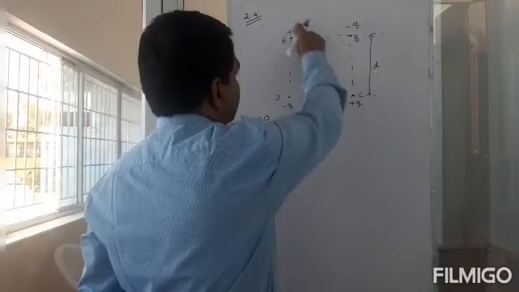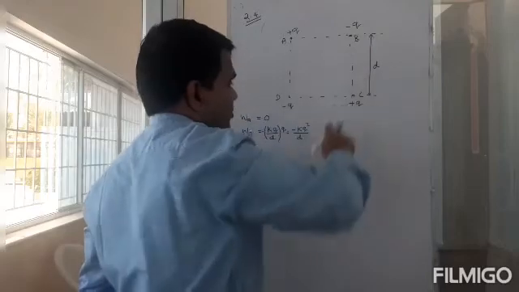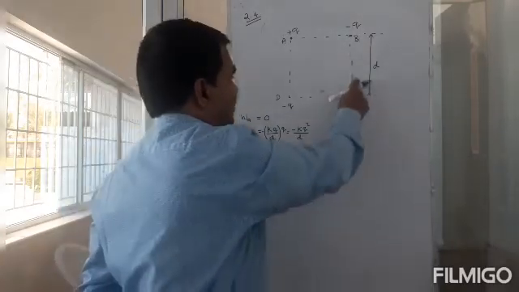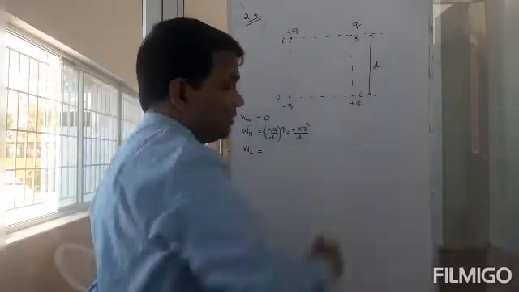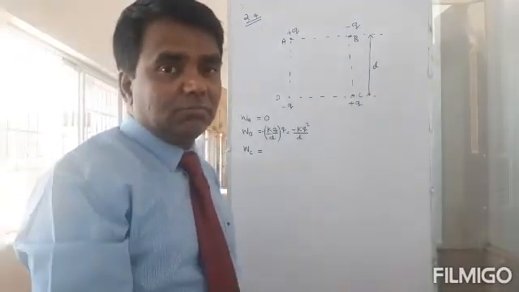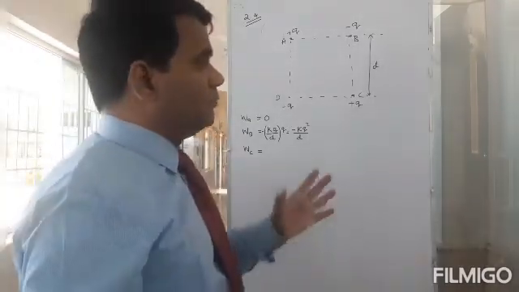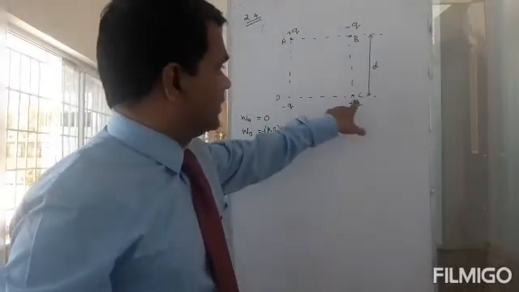One field is due to this charge, and the second field is due to this negative charge. The negative charge will try to attract it, and this charge will try to repel it. So there will be a vector addition of those two forces. Anyway, let's calculate the potential here.